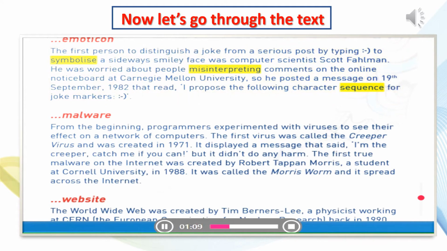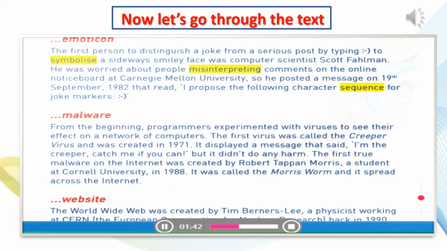The first malware. From the beginning, programmers experimented with viruses to see their effect on a network of computers. The first virus was called the Creeper virus and was created in 1971. It displayed a message that said, "I'm the Creeper, catch me if you can," but it didn't do any harm. The first true malware on the internet was created by Robert Tappan Morris, a student at Cornell University in 1988. It was called the Morris worm, and it spread across the internet.